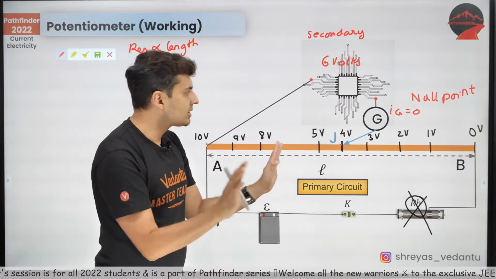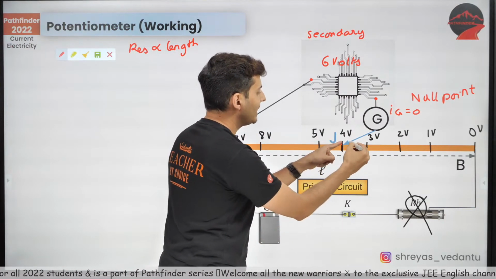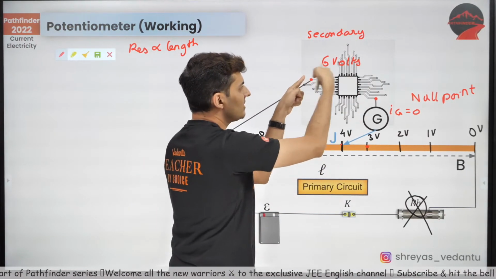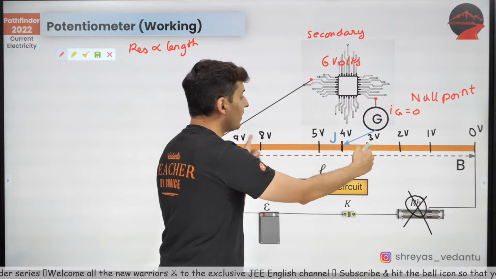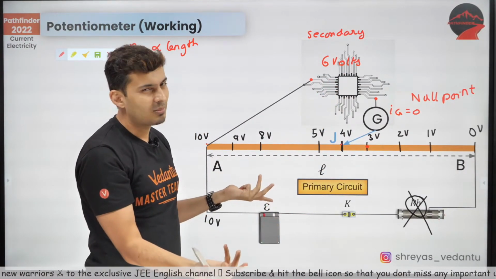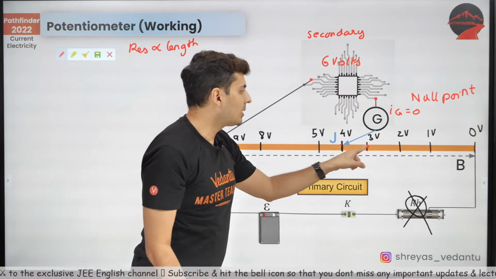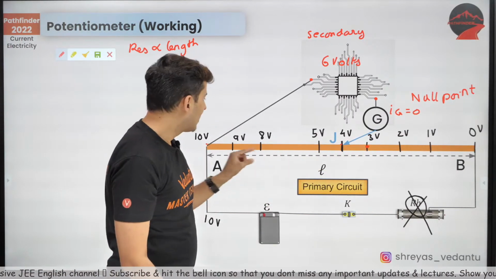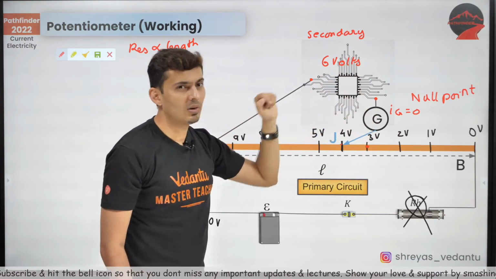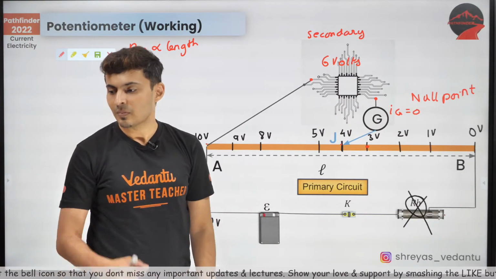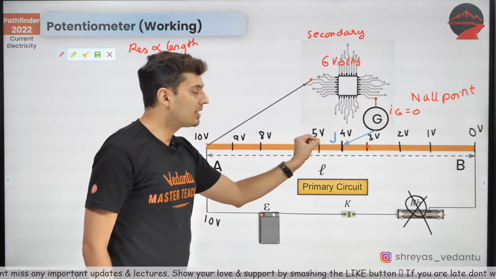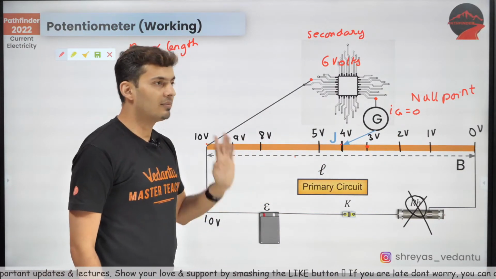Suppose I make this contact point touch here, then what will happen? The actual voltage is 6, but you are making the potential difference 10 minus 3, which is 7 volts. That's a problem. The actual point over here is 3 volts, and the difference is 7 volts. But here the difference is 6 volts. So obviously current will flow over here. That means that will not be a null point. So you move the slider till such a point where you get null deflection.